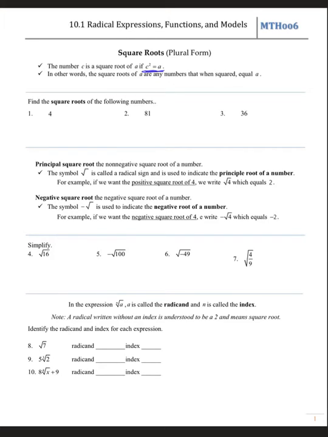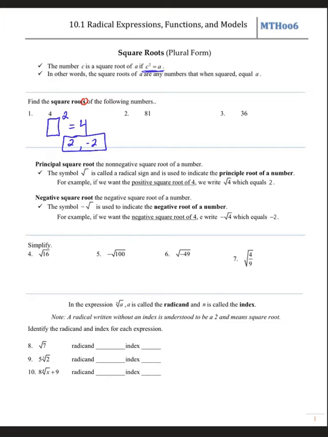So the first one, find the square roots, keep in mind this is plural, find the square roots of the following numbers. The first one we're looking at is 4. We need to think, which number or numbers can we square and get a value that's equal to 4? We could square a 2 and get a 4, but also we could square a negative 2. So 2 and negative 2 would be the square roots of 4.